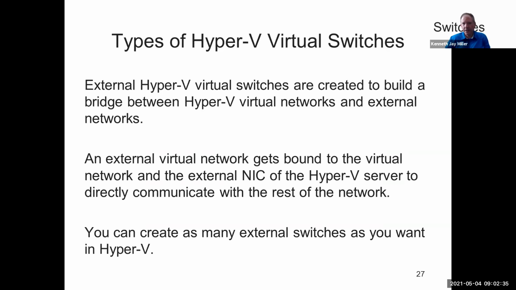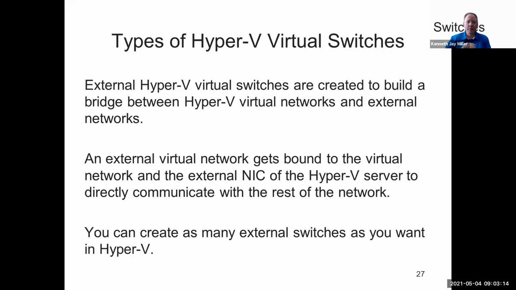The external switches are created to build a bridge between Hyper-V and the external network. So if we want our virtual machine to be on the same network that the host machine is on, we have to use an external connection. Now, the first external switch is created during the install of Hyper-V. When it installs, it asks you, do you want to use this connection as a switch? And if you just use the default settings, it will automatically do that for you.